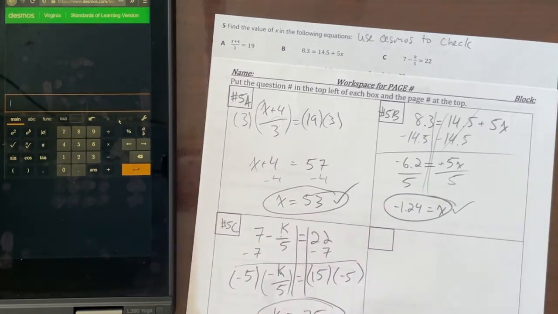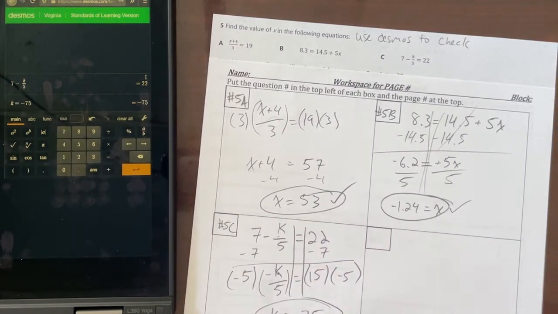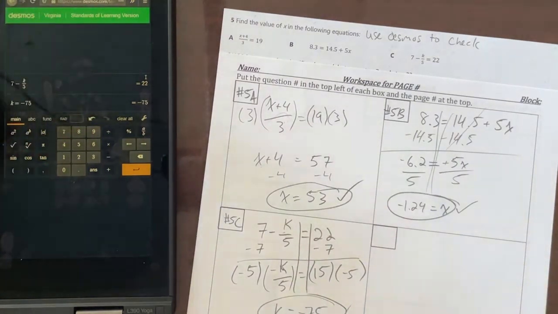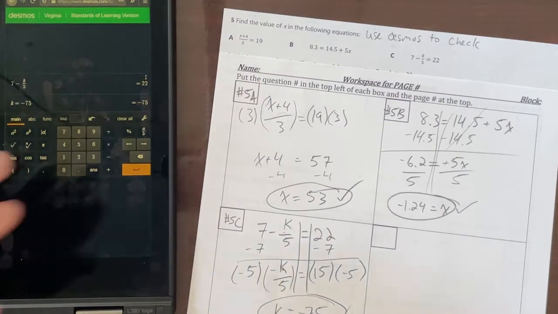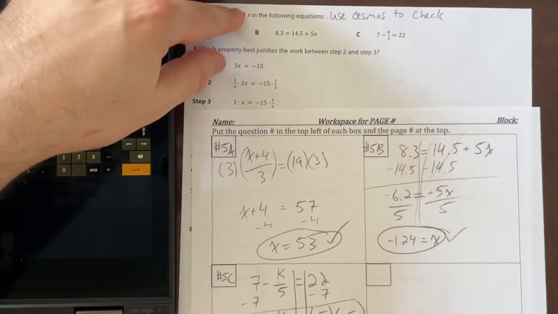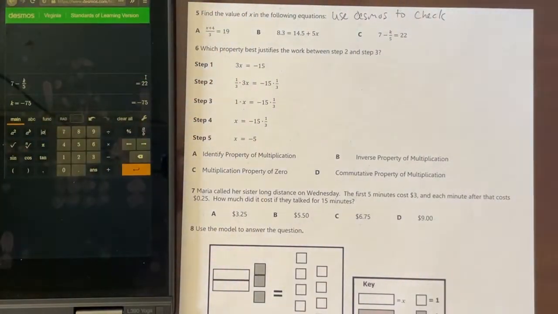Let's see if this is correct. So we had 7 minus k over 5 when k is equal to negative 75. Boom, we get 22, which is what we had originally. Excellent. All right. Make sure it's all in there. It is, and so we're good. All right. Keep that to the side. That was on page 28 in case we need it.